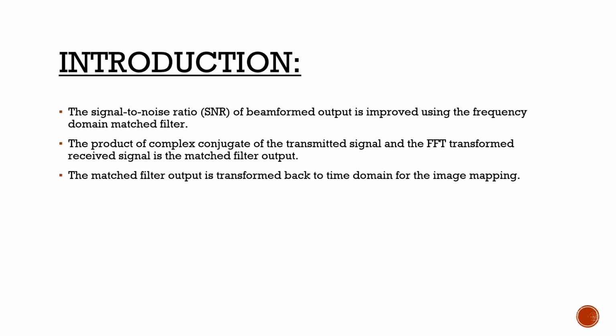The match filter is the optimal linear filter for maximizing the signal to noise ratio in the presence of additive stochastic noise. Then output we get from the match filter is the product of complex conjugate of transmitted signal and the FFT transformed received signal. The output from match filter is transferred back to time domain in order to do the image mapping.